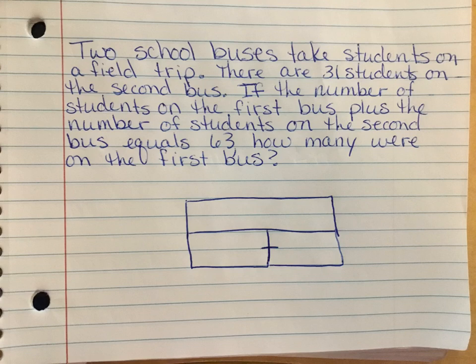Okay, for this part you don't have to write down the words up here, but I do want you to go ahead and draw this box and be listening closely while I talk about what's going on here. This is talking about a field trip. We just took a field trip. 2 school buses take students on a field trip, maybe to Camp Brewster. There are 31 students on the second bus. If the number of students on the first bus plus the number of students on the second bus equals 63, how many were on the first bus?